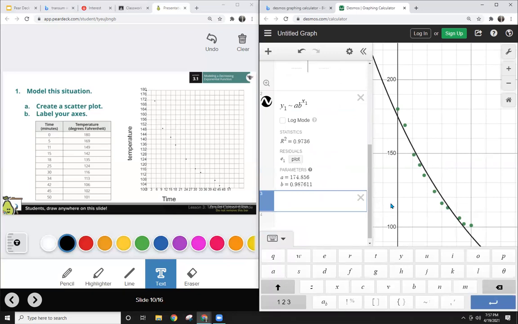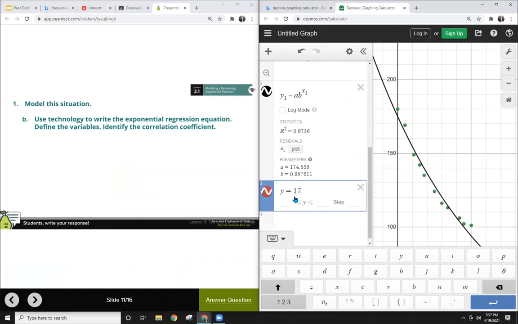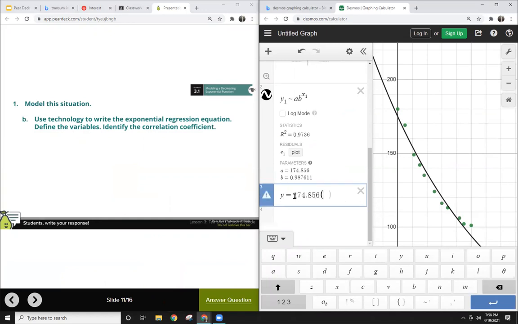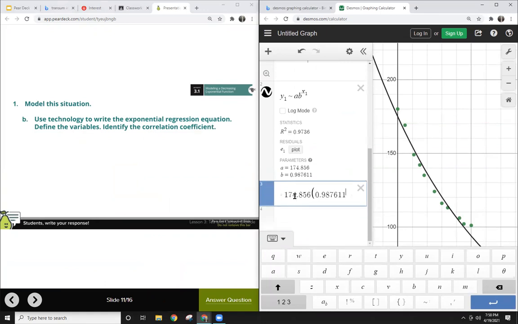So we have y. We can do as a function. This is y as a function. Let's see. Do we want as a function? Just going to write the equation. They say equation. So let's go. Y is equal to 174.856 times b, which is 0.987611 to the x power. Okay, so there's the equation. So x is time, and y is the temperature.